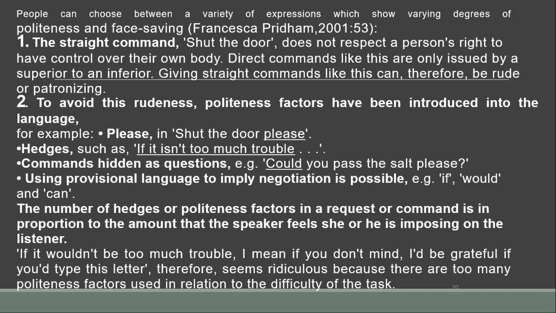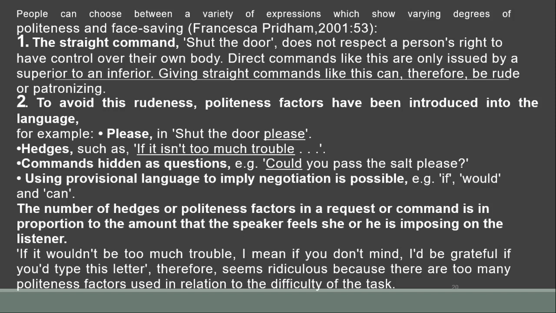The number of hedges or politeness factors in a request or command is in proportion to the amount that the speaker feels she or he is imposing on the listener. "If it wouldn't be too much trouble, I mean, if you don't mind, I would be grateful if you'd type this letter." This seems ridiculous because there are too many politeness factors used in relation to the difficulty of the task. So keep in mind, there is a limit to your politeness.